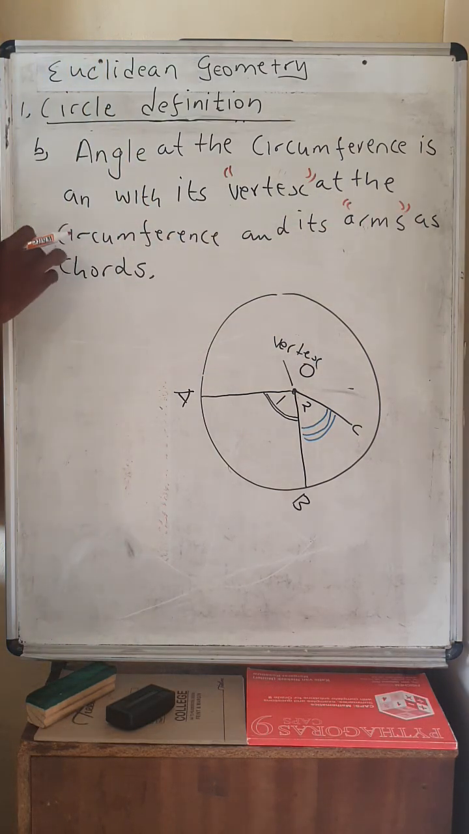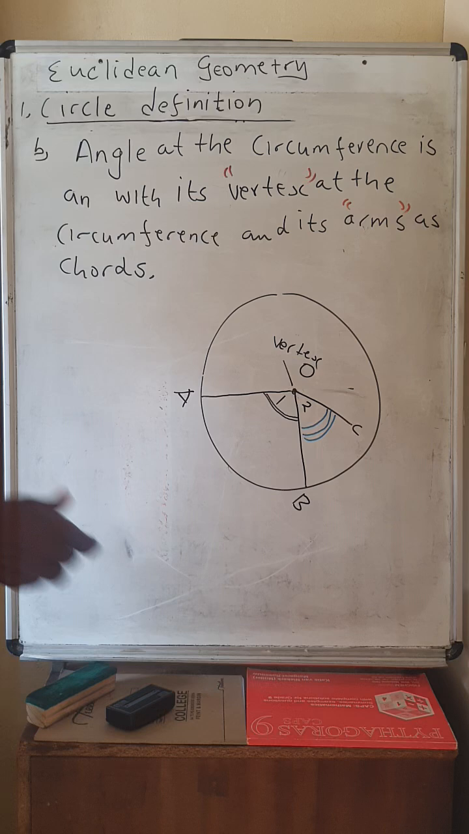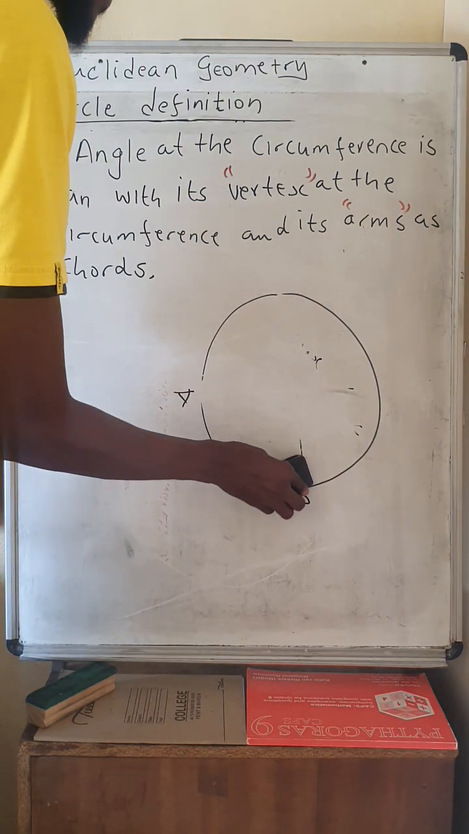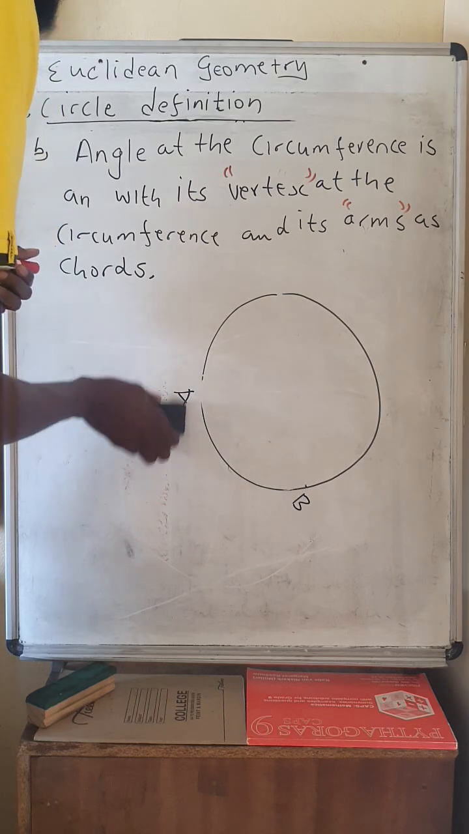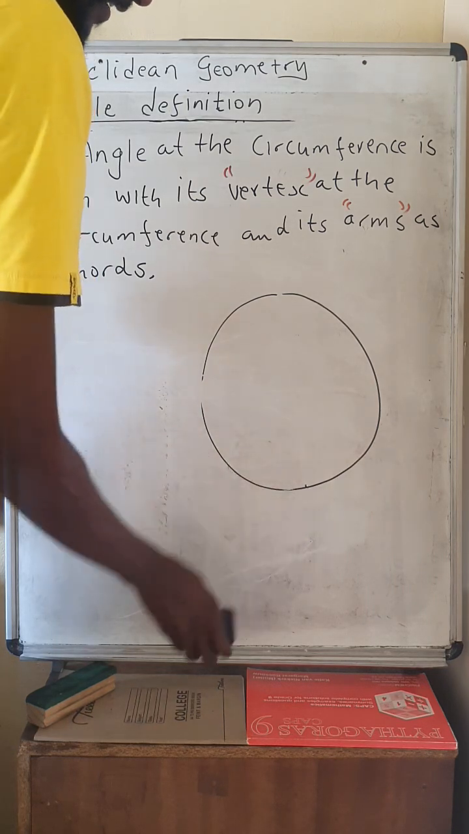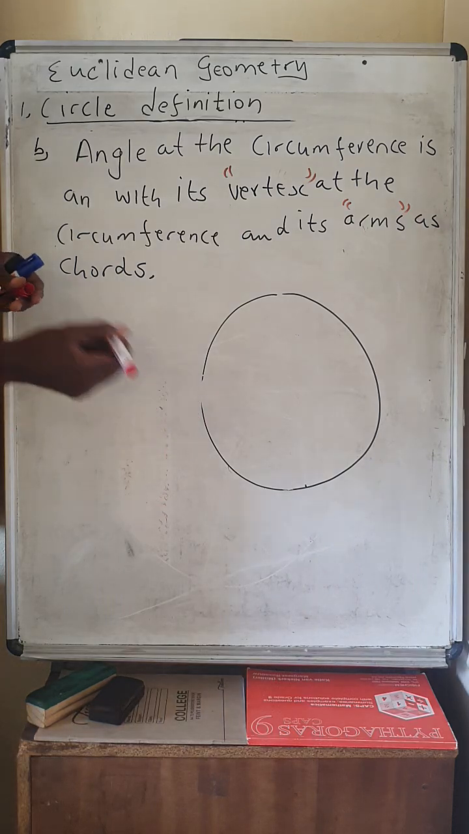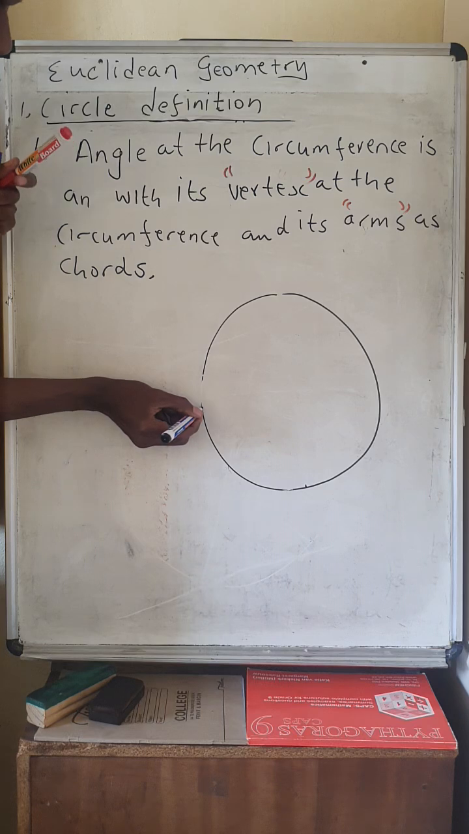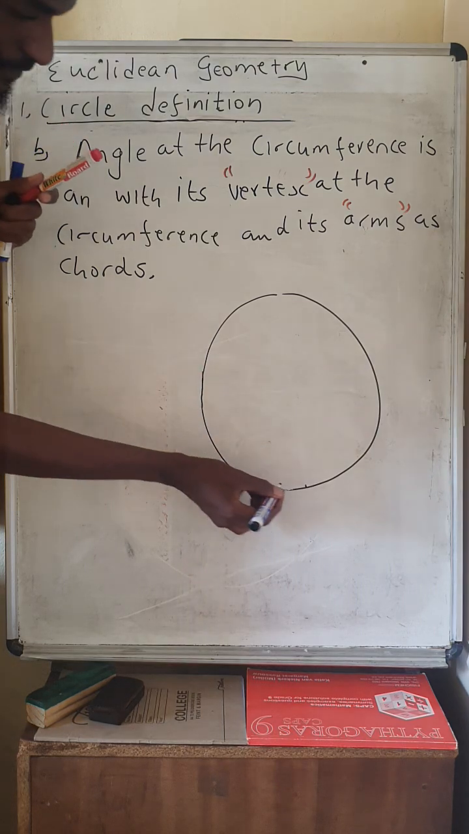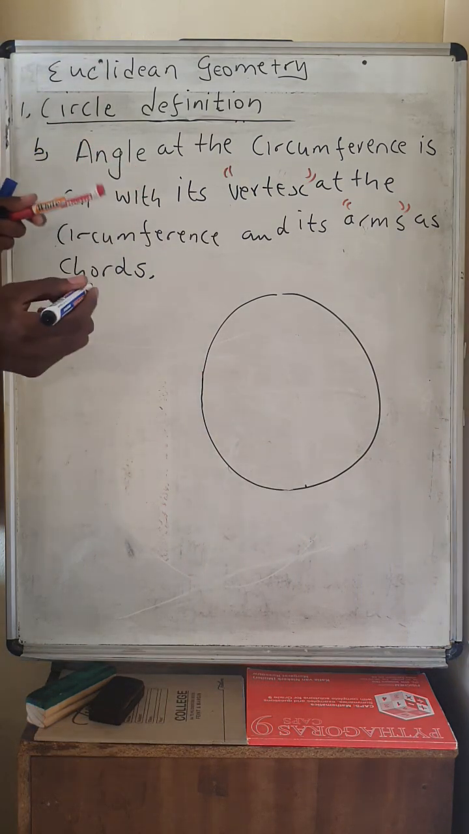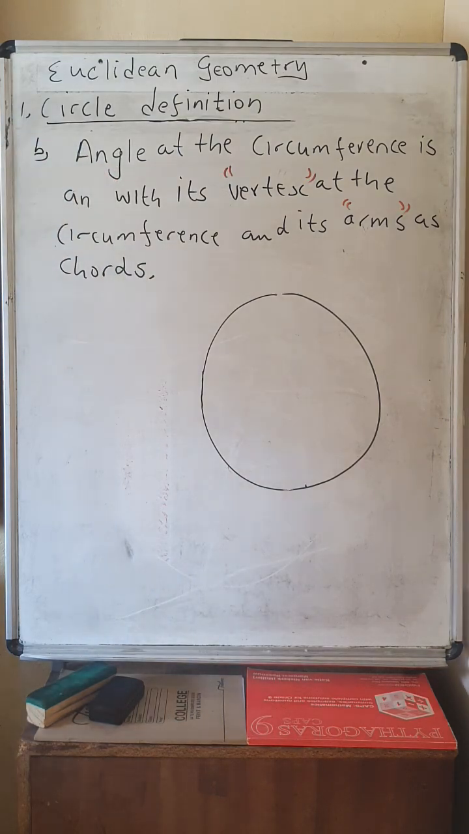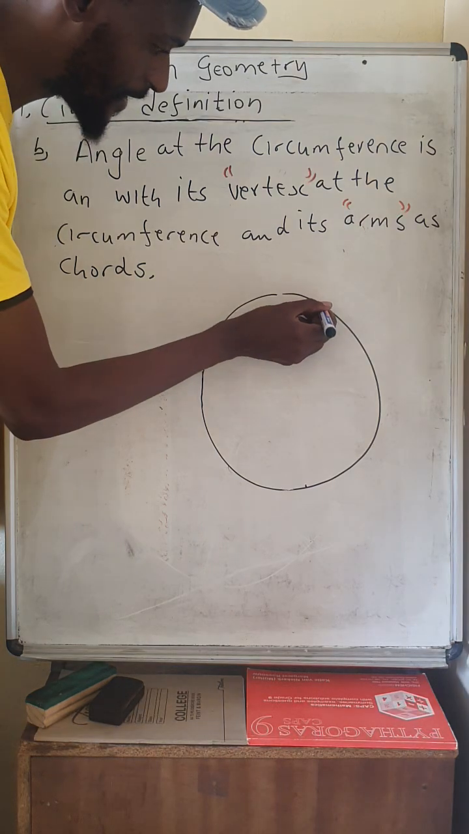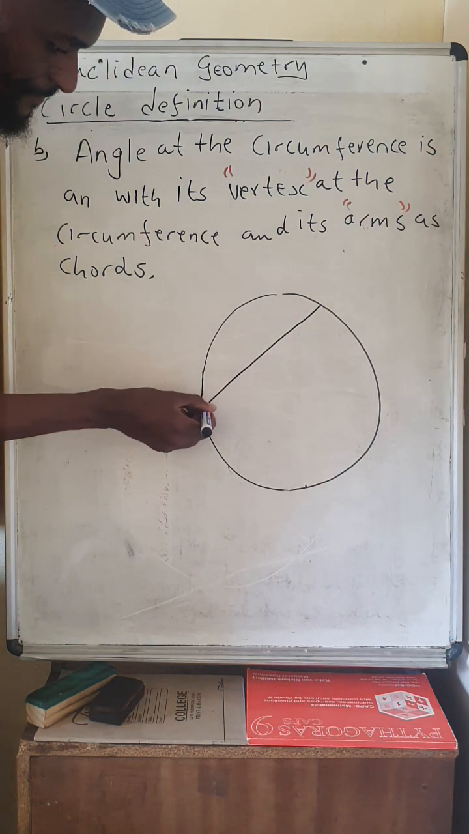Again, let me give you an example. With this angle here, unlike the first one where we said the vertex must be at the center, with this one we are saying the vertex must be at the circumference. So if you want to talk about an angle at the circumference, the first thing you need to look at is the vertex of that particular angle. Is the vertex at the circumference or not? So let me give you two angles that have their vertex at the circumference.